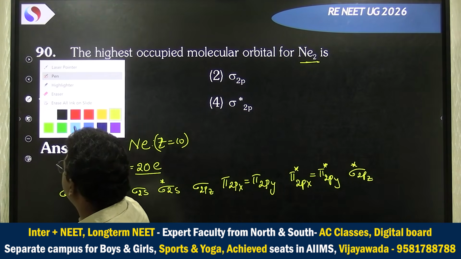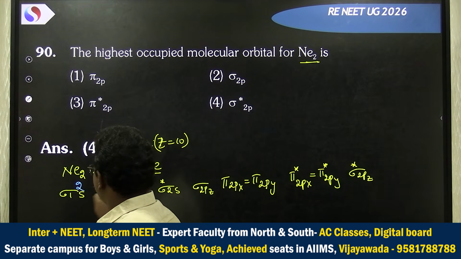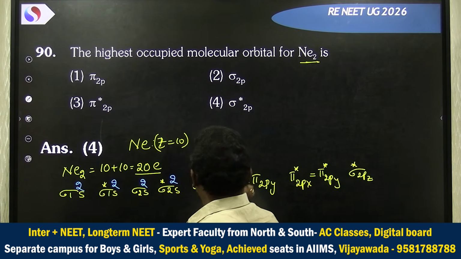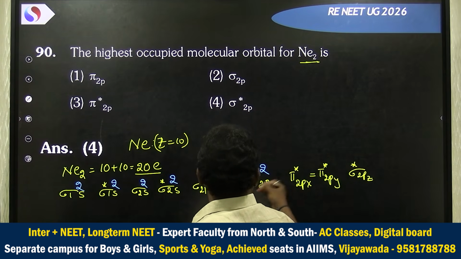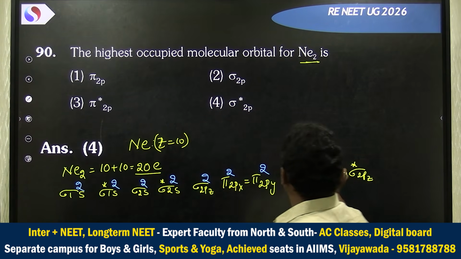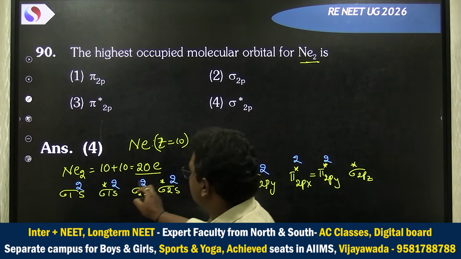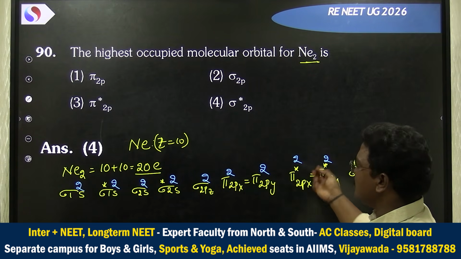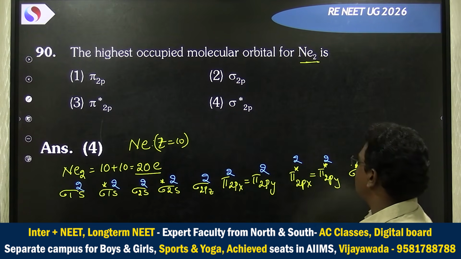So 2, 2, 2, 2, 2, 2 and 2, and here also 2, here also 2. 1, 2, 3, 4, 5, 6, 7, 8, 9.